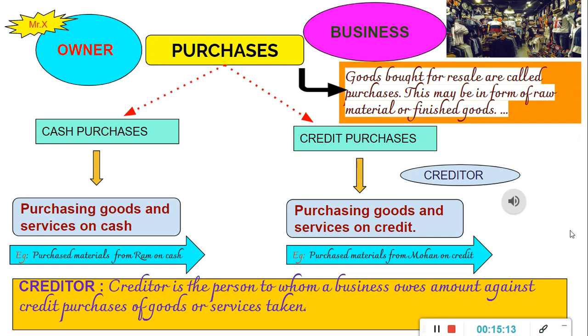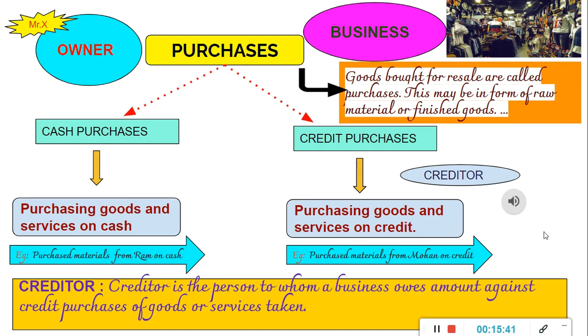Means the business has purchased some goods or material from Mohan, but hasn't paid for it. It will pay later. So that is why Mohan is the creditor of the business. Creditor means a person to whom a business has to pay the amount against credit purchases. Clear? So three topics we already covered.